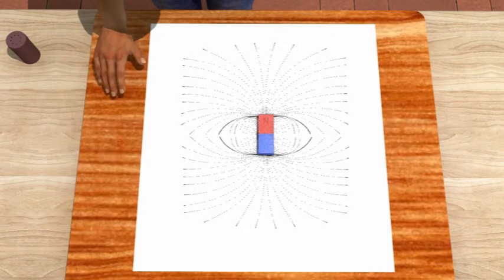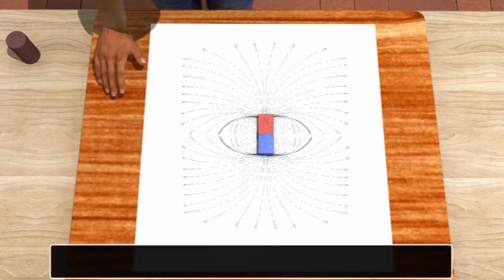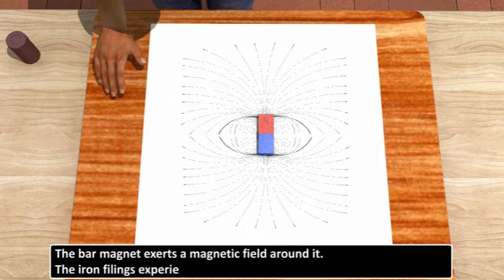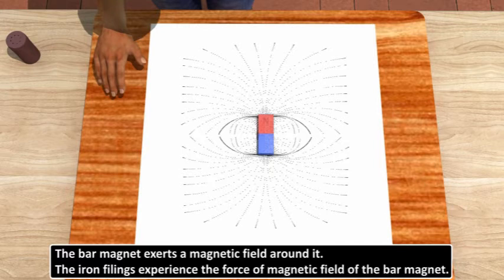We will observe that the iron filings arrange themselves in a regular pattern. The bar magnet exerts a magnetic field around it. The iron filings experience the force of the magnetic field of the bar magnet.